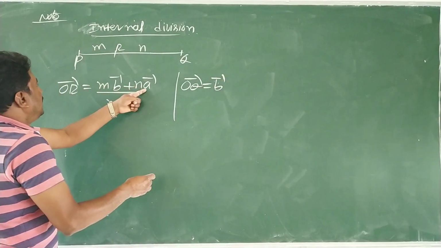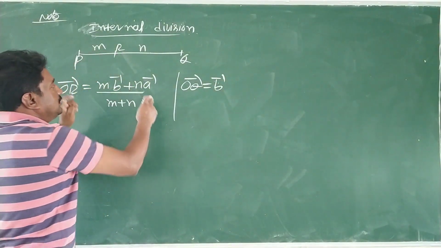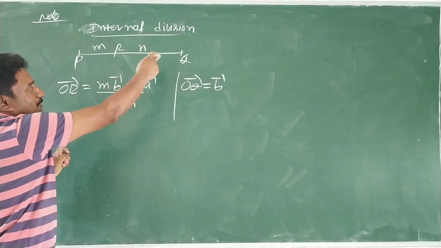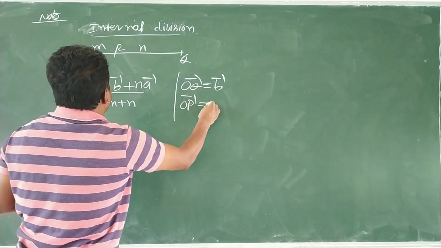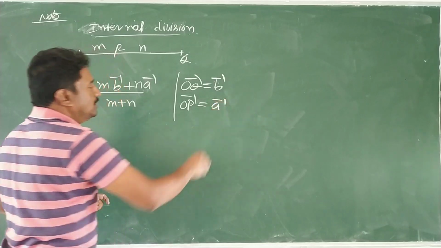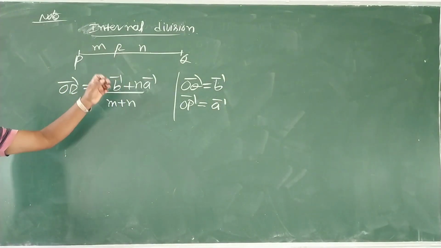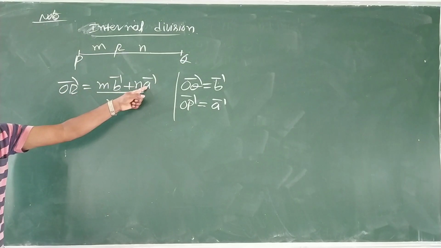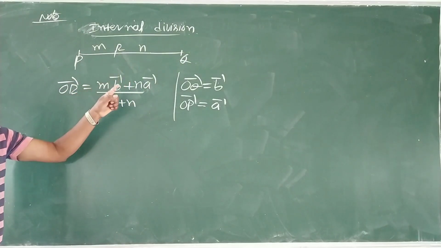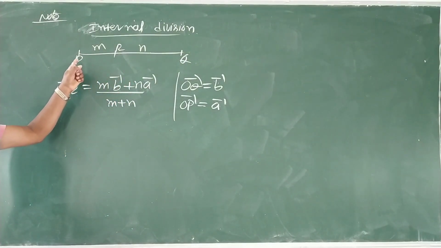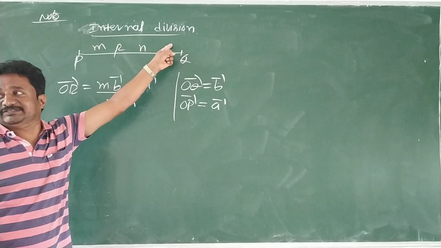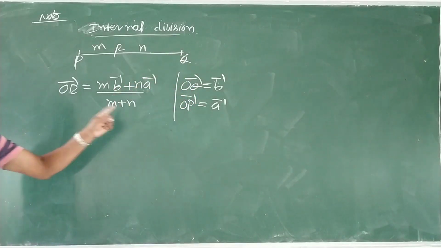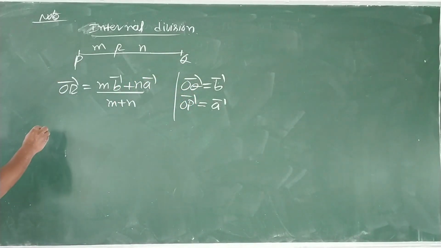What is a? A means the first point, and b means the second point. Vector OP is a. Always remember, students, the first point is always vector a, and the second point is b. We represent the position vector of the first point by vector a and the position vector of the second point by vector b, all over m plus n. This is for internal division, students.